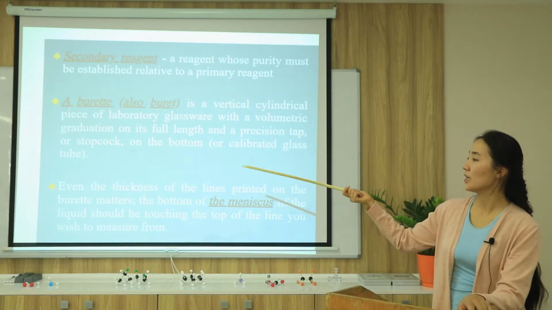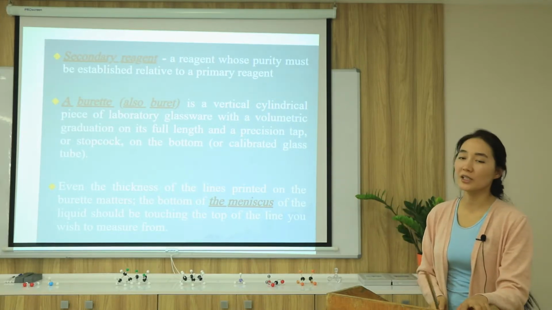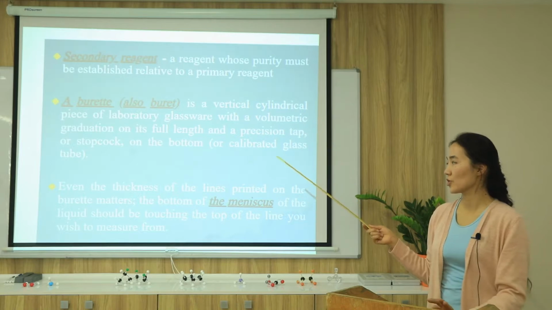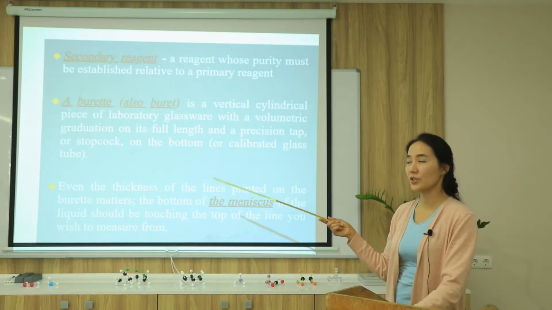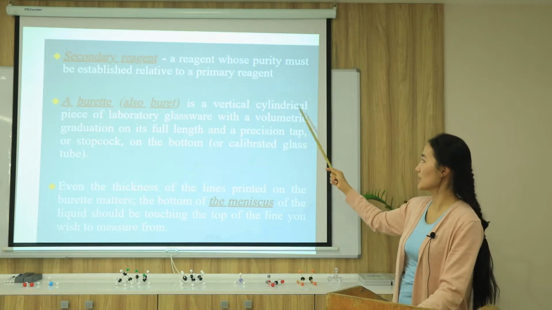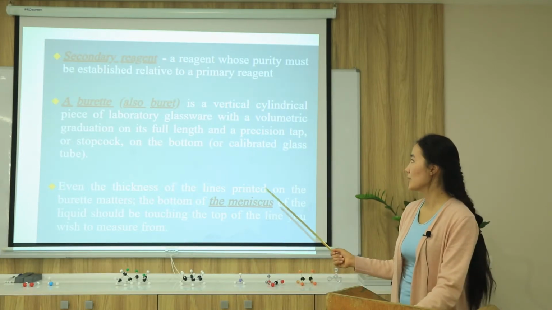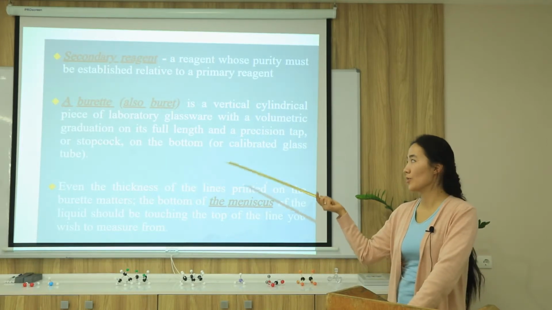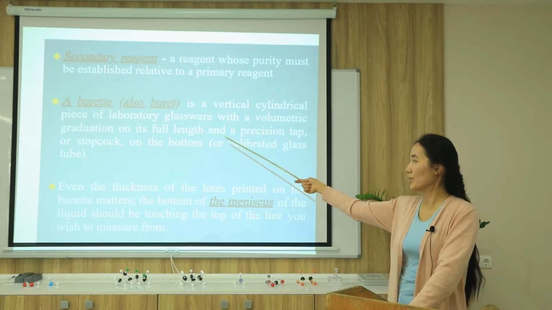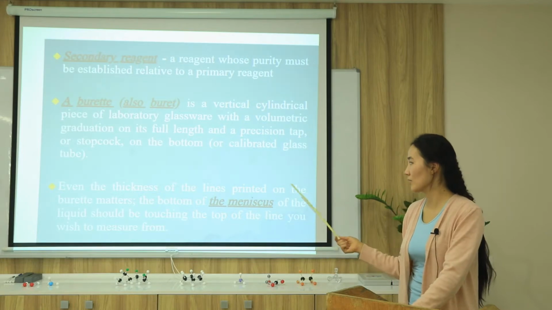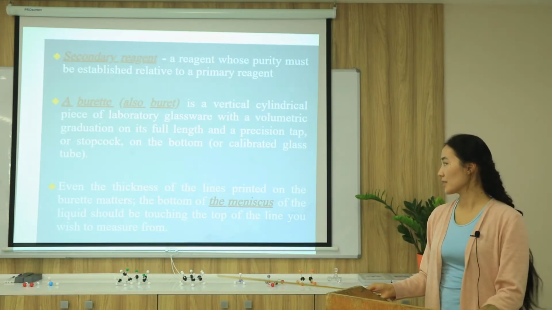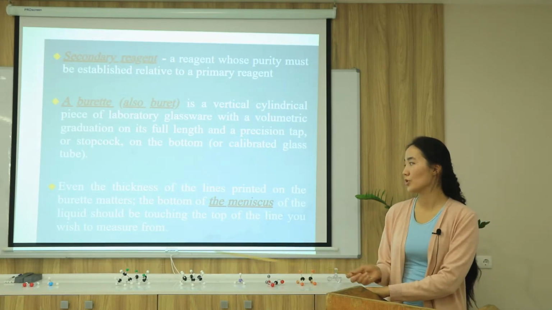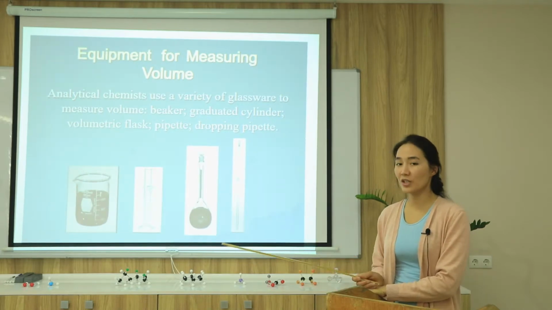A secondary reagent is a reagent whose purity must be established relative to a primary standard. We also have some different glassware that we use in titration methods. It's a buret, a vertical cylindrical piece of laboratory glassware with volumetric graduations. In analytical chemistry this is one of the most useful pieces of glassware. Even the thickness of the lines printed on the buret matters. The bottom of the meniscus of the liquid should be touching the top of the line you wish to measure from. So you have to note it and write it down.